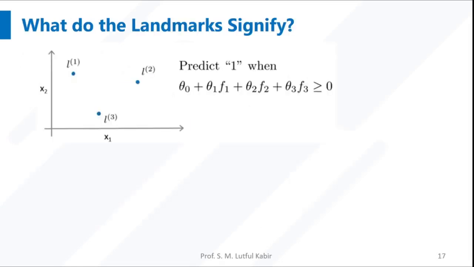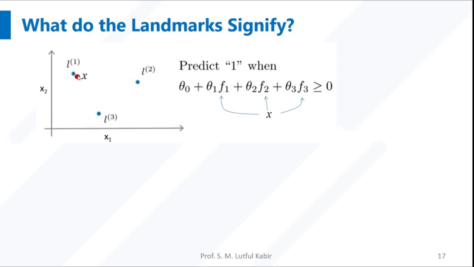Let us talk about what the landmarks signify. In our previous discussion, we have shown that if there is an x in this plane, that means a feature x which has two components x1 and x2, that x is changed to f1, f2, f3. The feature x can be converted into three features: f1, f2, f3, and those features are related to the corresponding L1, L2, and L3. So these are the replacement of different inputs. Like previously, one was x1, another was x2, another was x1 multiplied by x2. So what do these new features actually signify?